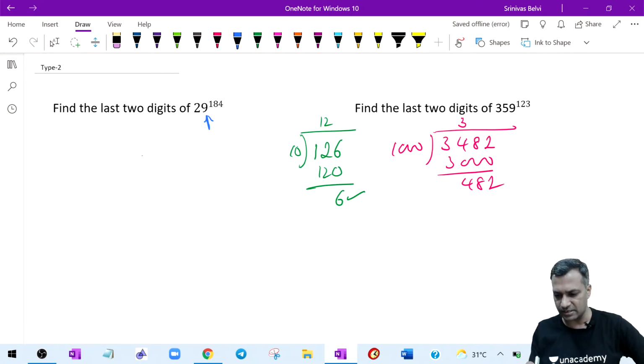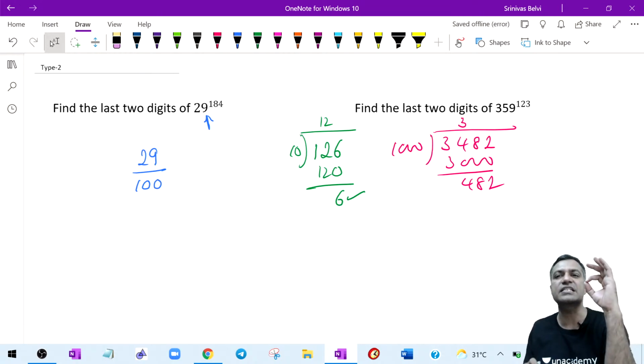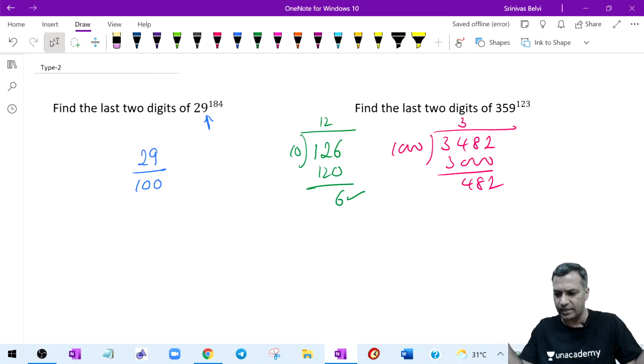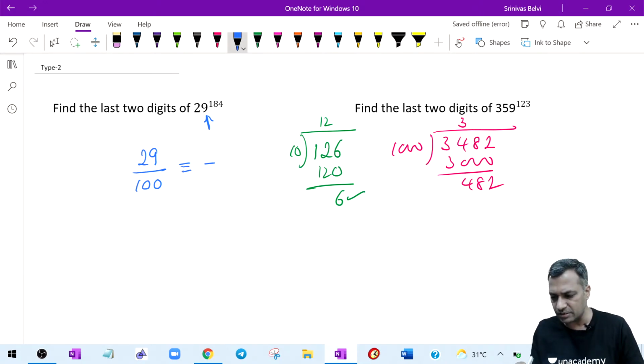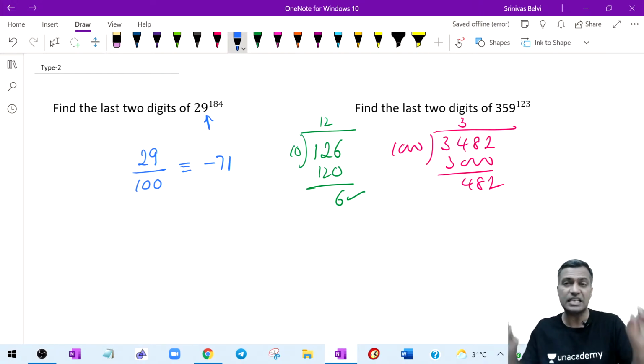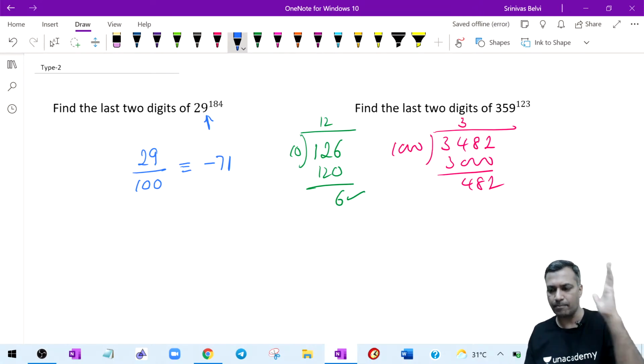Let's use it. Therefore, I will take 29 and divide by 100. It's a deliberate strategy. It's a strategic issue. I will simply divide 29 by 100 and I want to understand what is the remainder. Remainder is minus 71. I'm okay with it. So I will deliberately write the negative remainder. That's a deliberate strategic decision. 29 divided by 100 will become minus 71.